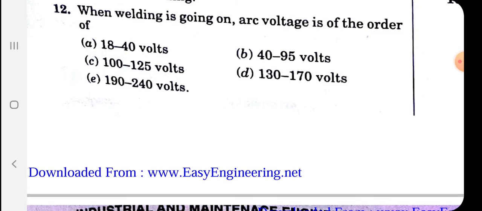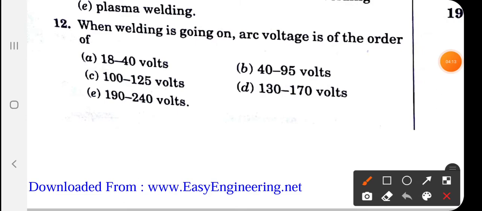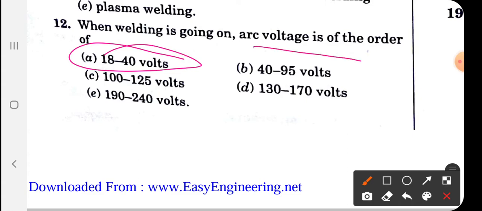When welding is going on, arc voltage is of the order of, 12th is E, 18 to 40. It is not open voltage, V0, open circuit voltage. He is just asking arc voltage, that is 18 to 40. If they ask V0, open circuit voltage, then it is 40 to 95. Generally they ask arc voltage, that is 18 to 40.